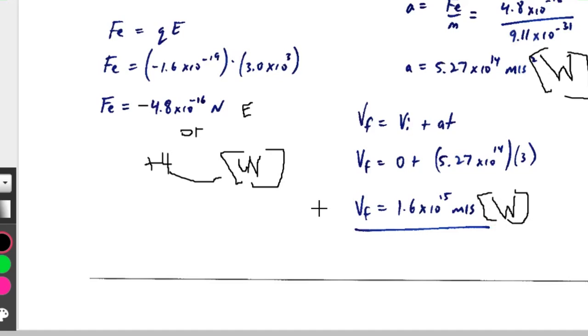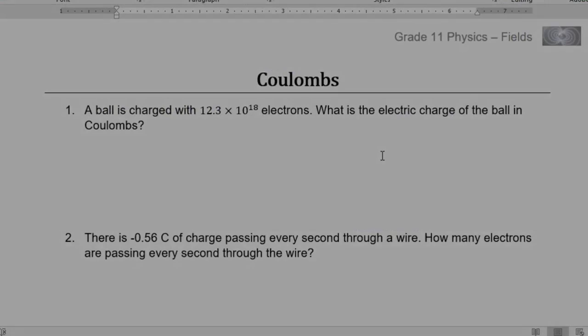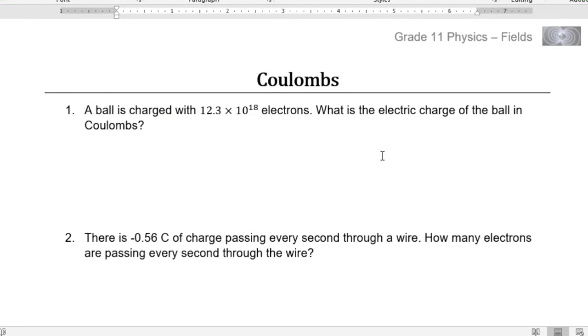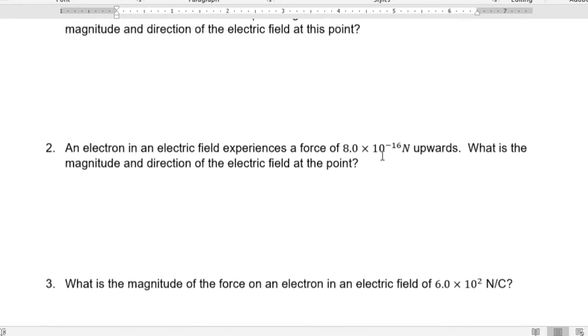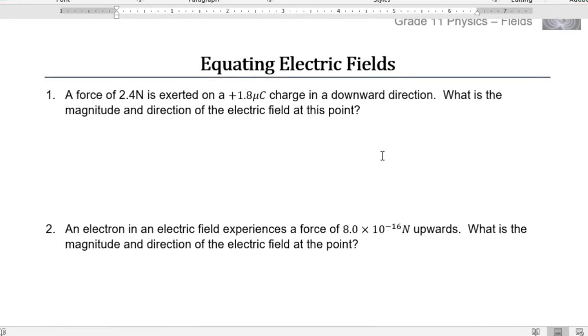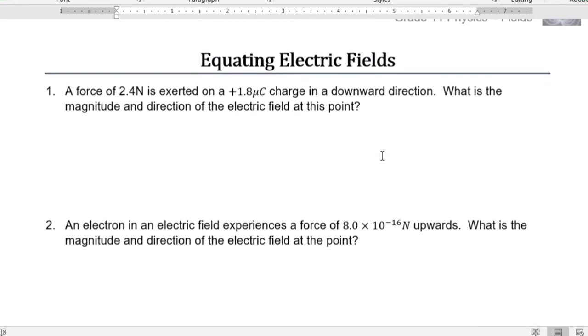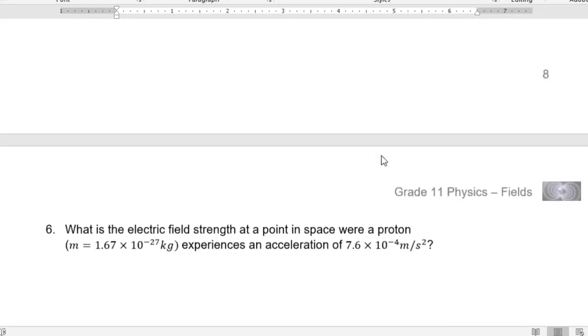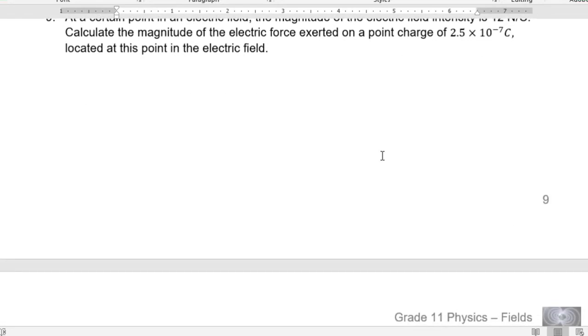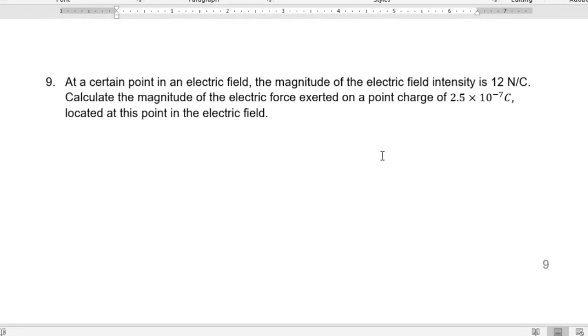I would love for you guys to give a couple of these a try. So I want you to skip this page for now, and the questions I want you to try for this lesson are on page 8 and 9 in the problems booklet. So it's equating electric fields, and so you have your questions over here, and you also have the answer key already, but I want you to give those guys a try. So good luck.